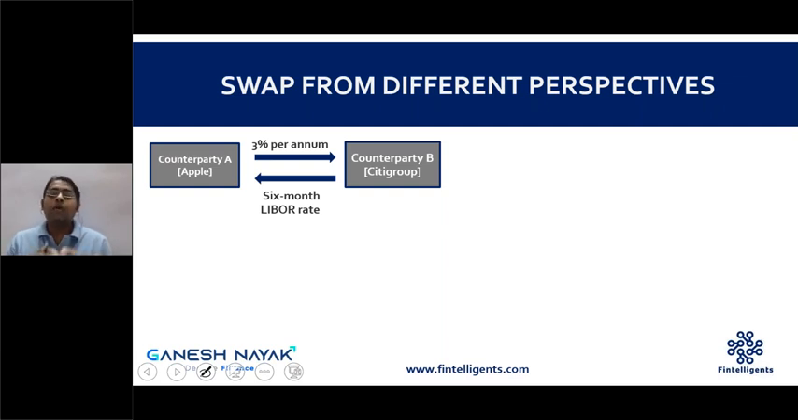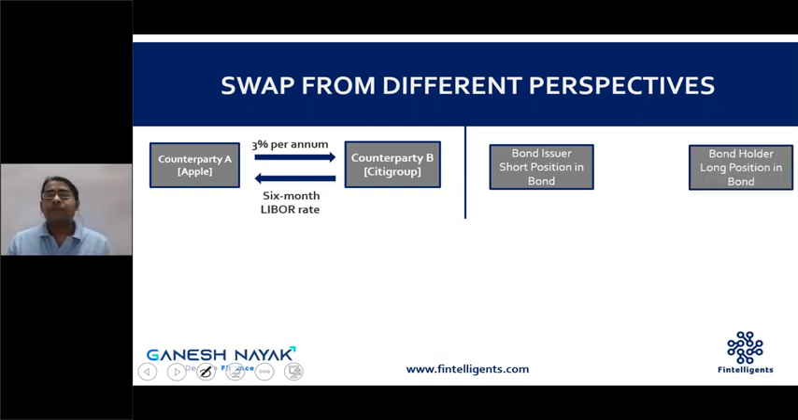Okay, now coming to the bond example, whenever you issue a bond in the market, you become a bond issuer. Somebody who purchases a bond from you becomes a long position, that means a bond investor. Okay, so if you are a bond issuer, you basically become a short position holder in the bond because you receive the entire principal amount at the start. That means you are in a short position. And suppose there is an investor who has purchased the bond, that person becomes a long position holder in the bond.